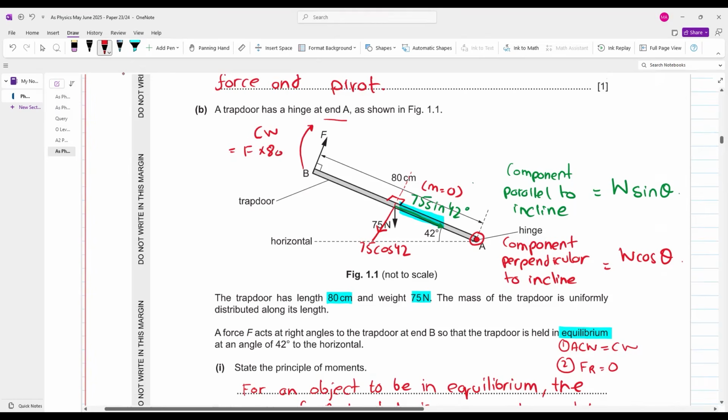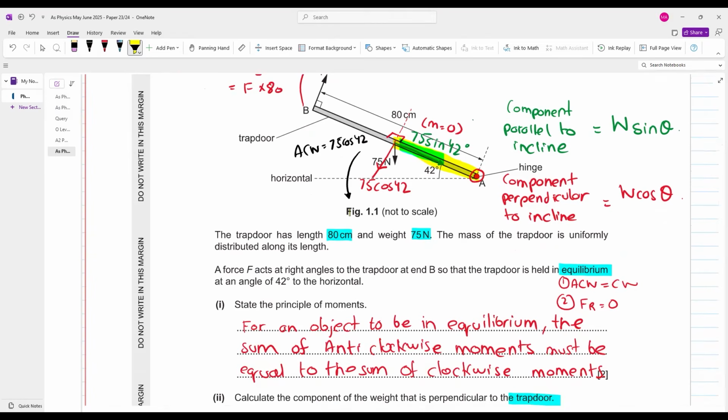This 75 cosine 42 is generating an anti-clockwise moment. Can you calculate this anti-clockwise moment? Yes, sir. 75 cosine 42. What is this distance, sir? The distance between the force and the pivot. What will this distance be? For this, you have to read the question carefully again. The mass of the trapdoor is uniformly distributed along its length. That means the mass is acting exactly in the middle. If the total length is 80 centimeter, the distance from where the weight applies to the pivot is 40 centimeter.